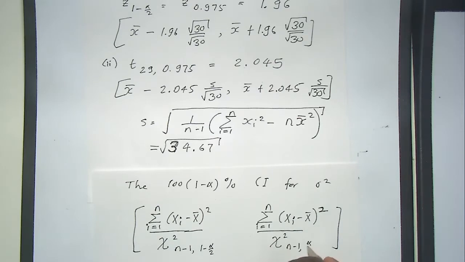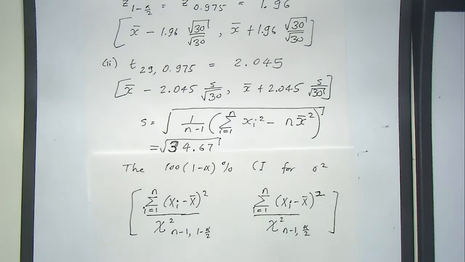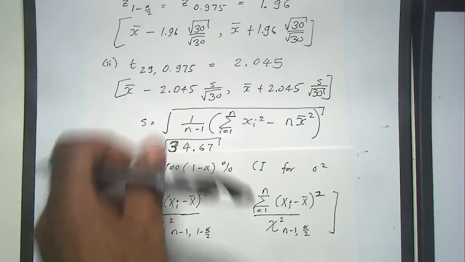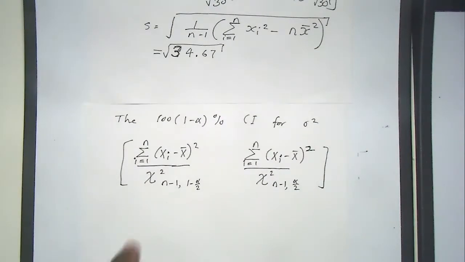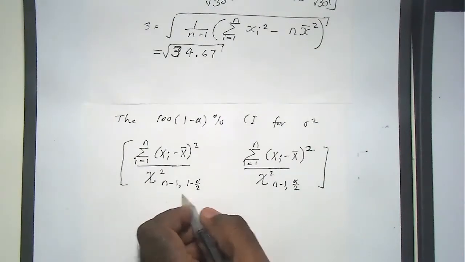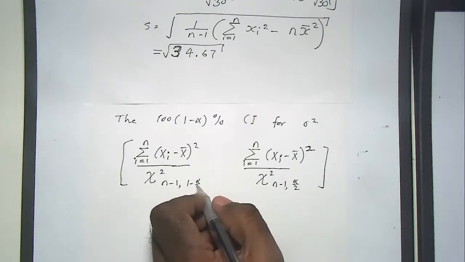Do you remember this? This is the formula I gave you last week about the confidence interval for sigma squared, right? Do you remember this or not? So all you have to do is to work this out, you just need to find the quantile of the chi-square distribution, right? Because alpha is 0.05.